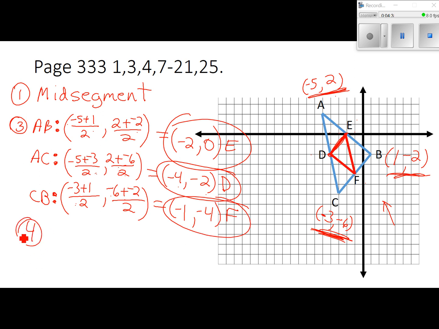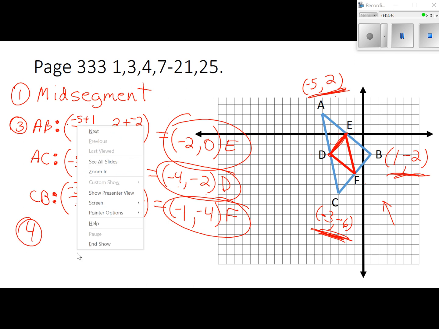Number 4 says show that DE is parallel to CB and DE is half of segment CB. So we want to show that the two are parallel, and we want to show that one is half the length of the other. I'm going to erase some of this so that I can have a little more room here for number 4.